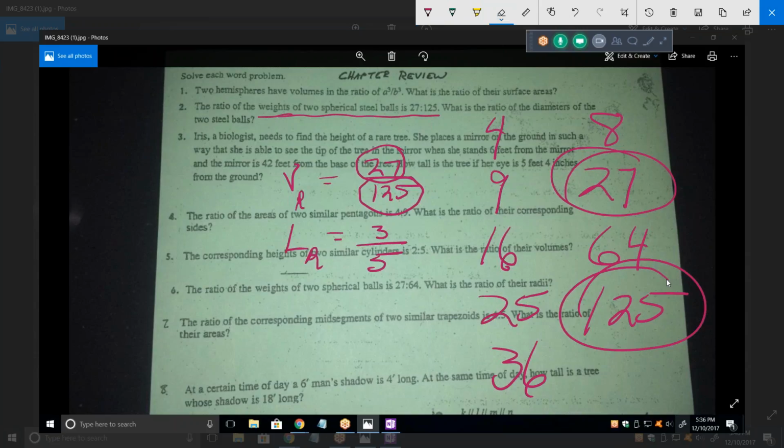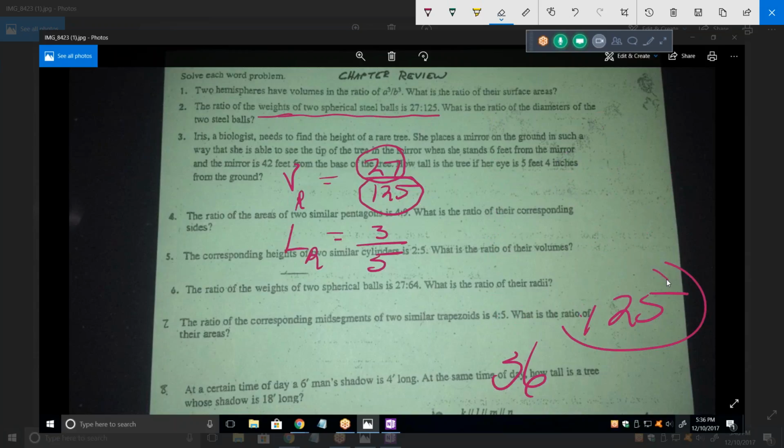All right, let me erase those. Memorize those. So when you see 125, you know that is 5 cubed. When you see the number 27, you know that's 3 cubed.